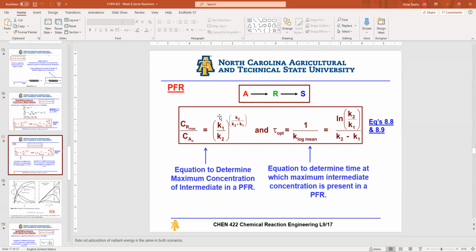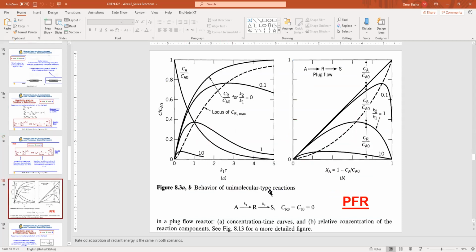However, in this problem, because K1 and K2 are the same value, K1 is 0.1 and K2 is 0.1, these equations will fail, okay? So in the case where K1 and K2 are the same and these equations fail, you have to use the charts, and your charts are provided in the slides, also figure 8.3 in Levenspiel.